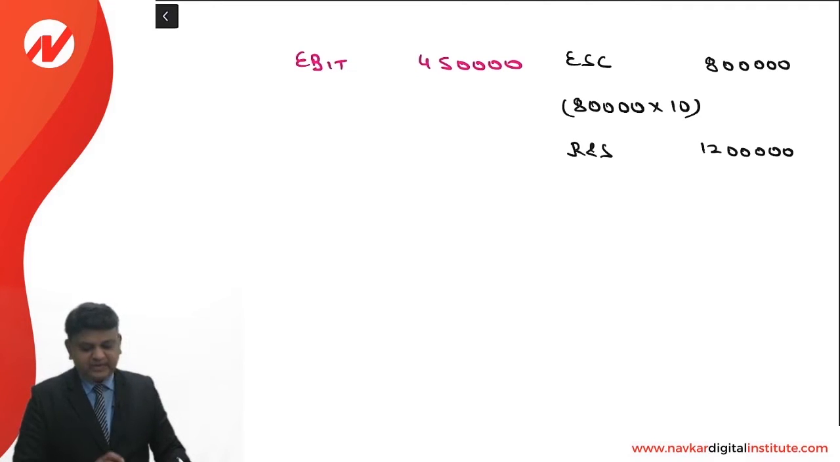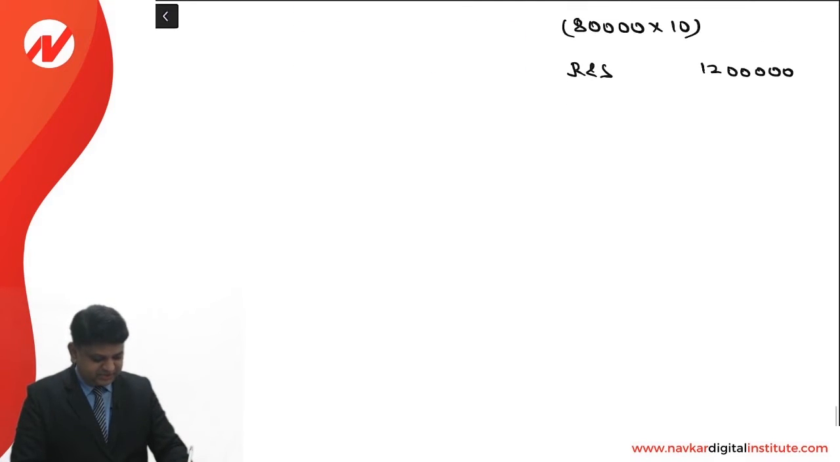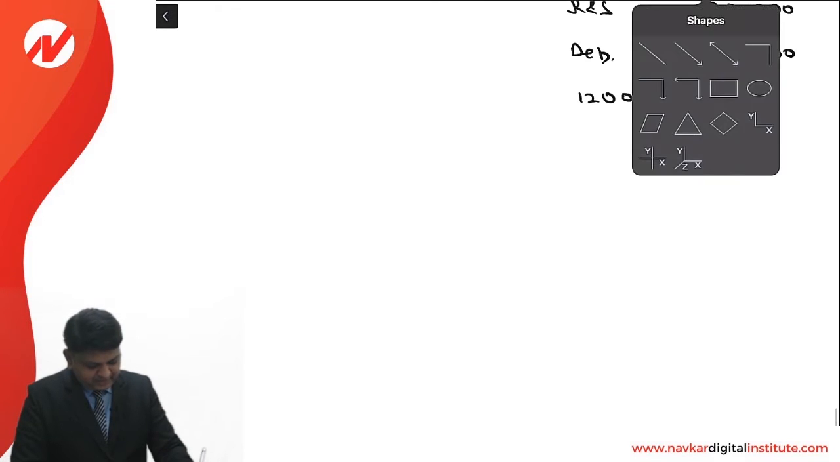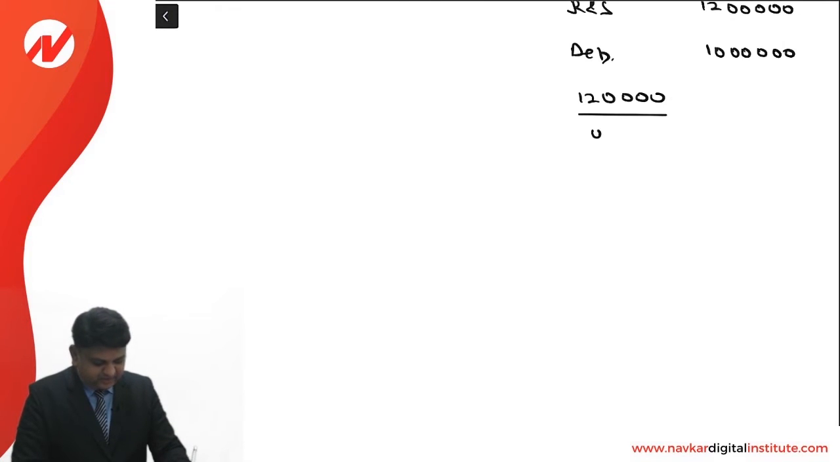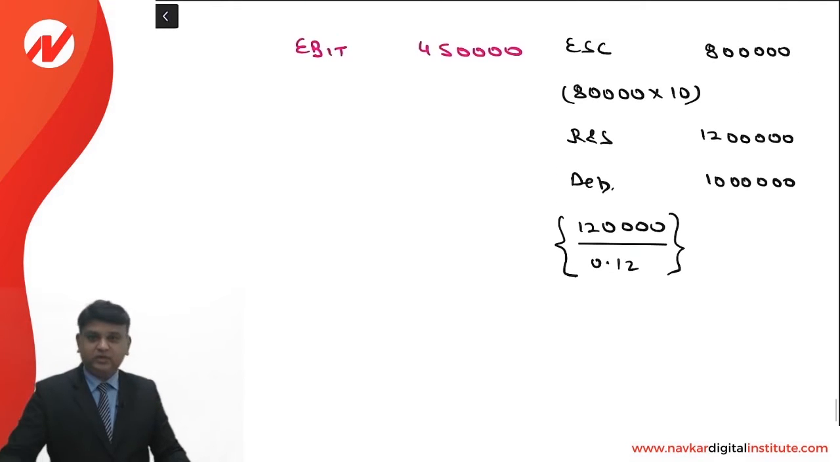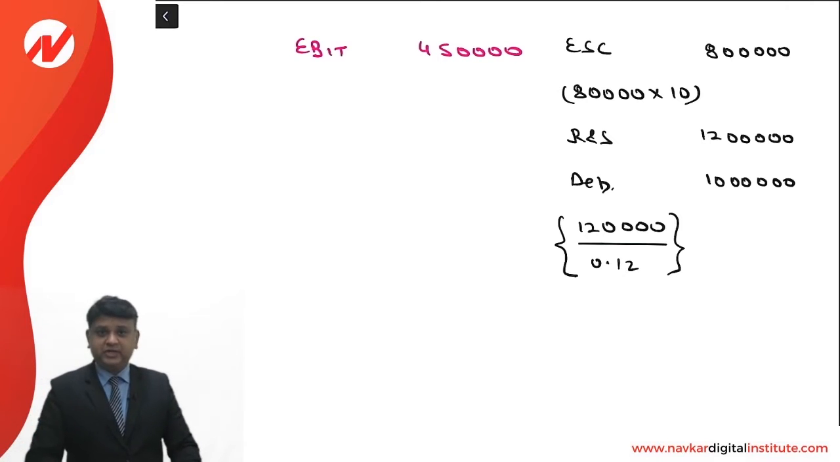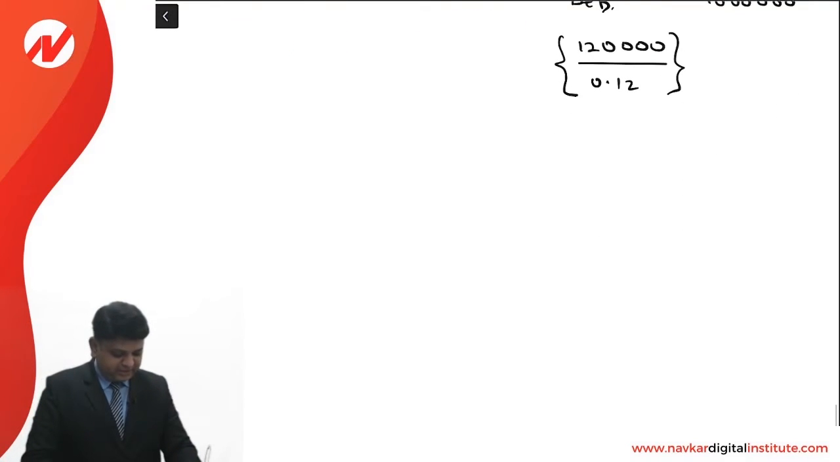Then we are told that we pay interest of 1,20,000 on 12% debentures. So the debentures are of 10 lakhs, that is 1,20,000 divided by 12%. You can use a calculator. It is 8 lakhs plus 12 lakhs plus 10 lakhs, so that comes to a total of 30 lakhs.